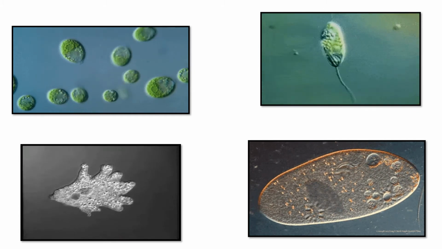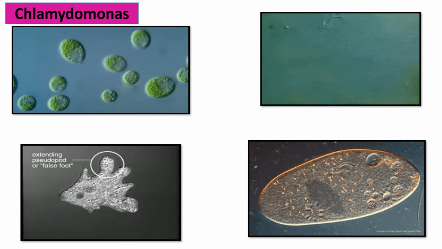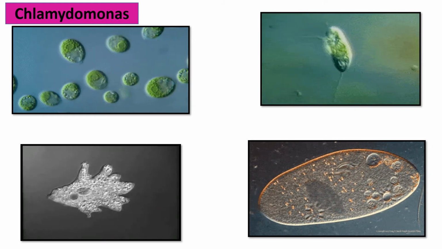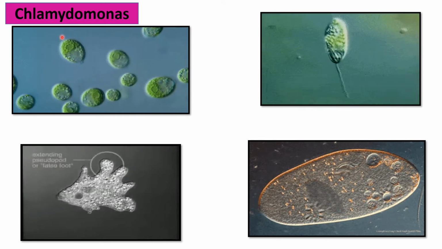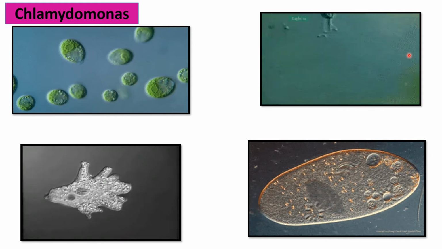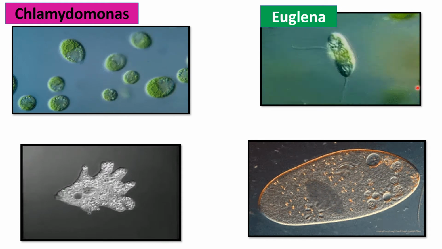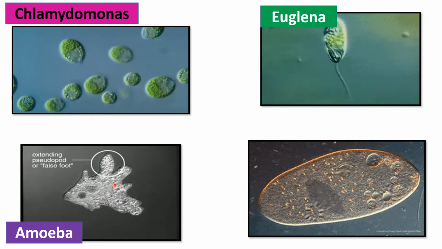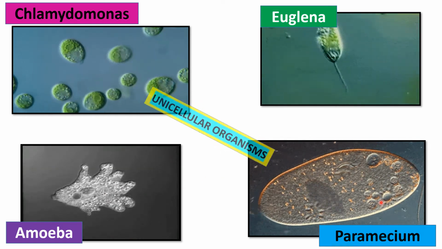Okay, class, so these are some examples of unicellular organisms. One more time, what is unicellular? How many cells? One or two? If you say one, then you are correct. This one is a Chlamydomonas, a unicellular organism. Next, we have euglena. So this one is the euglena. Another, this is an amoeba. I think this one is very familiar. Amoeba. And the last one is Paramecium.